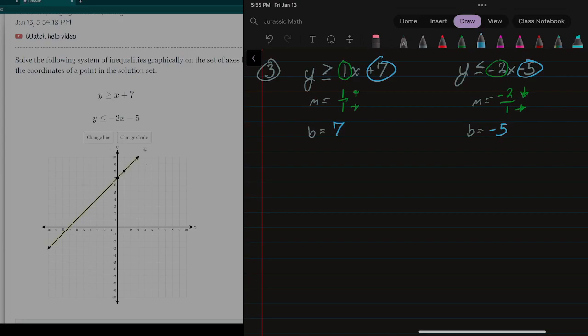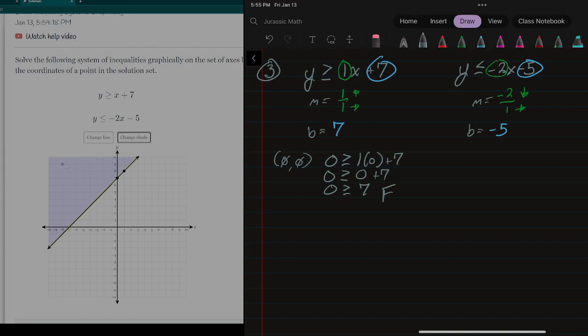And then you pick a point, 0, 0. So let's plug 0, 0 in. So is 0 larger than 1 times 0 plus 7? Is 0 larger than 0 plus 7? 0 larger than 7? False. So that means you color away from 0, 0, which means going up that direction.